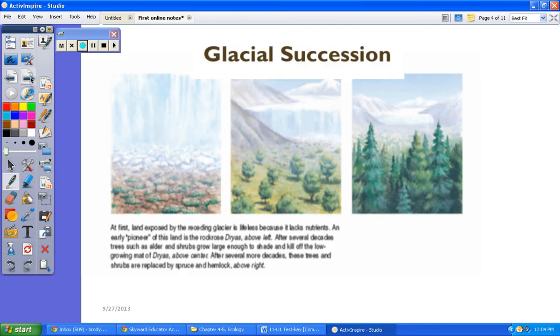So what that looks like here, this is a harder one to see, but as glaciers run through, you can see left behind is basically nothing, but you can see small plants start to come back first, and then eventually larger plants come in at the end.